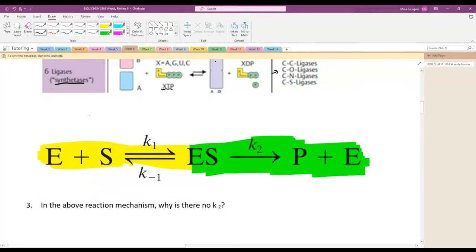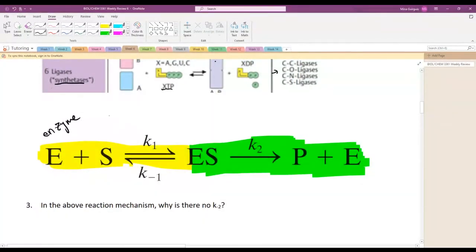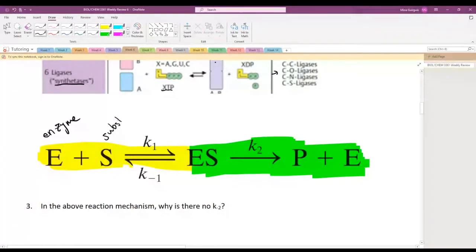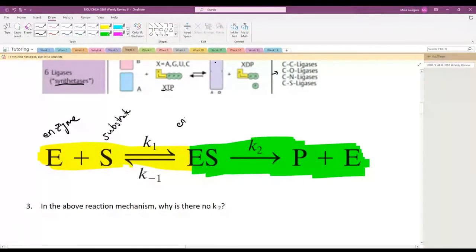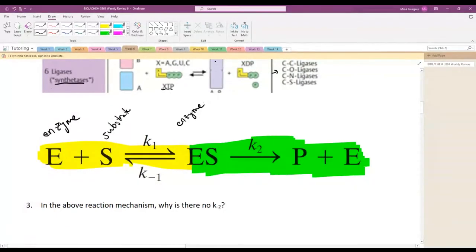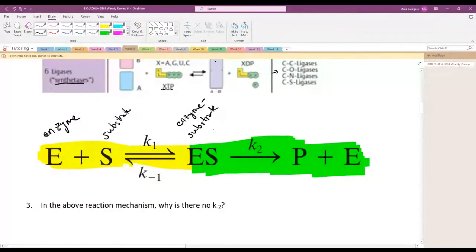So the yellow half is basically saying you have some enzyme, okay? And this is how enzyme kinetics works. This is the introduction to it. It'll bind to some substrate, and it'll give you what we call the enzyme substrate complex, or as we just say, ES, right?